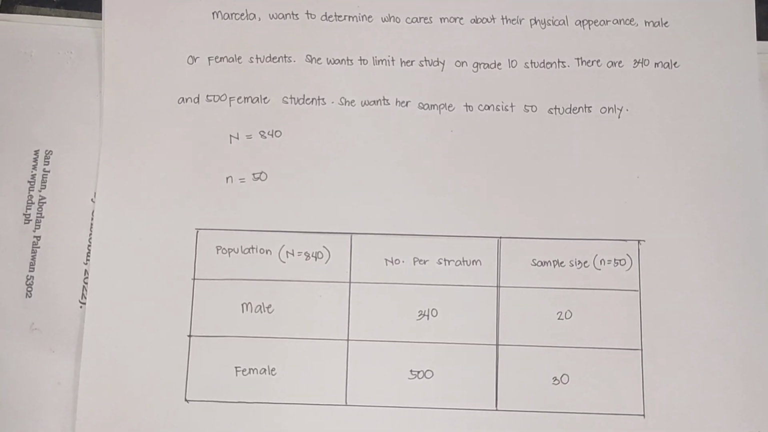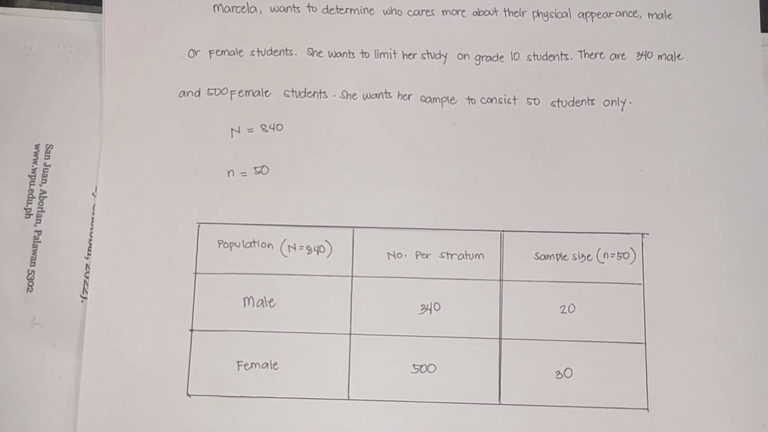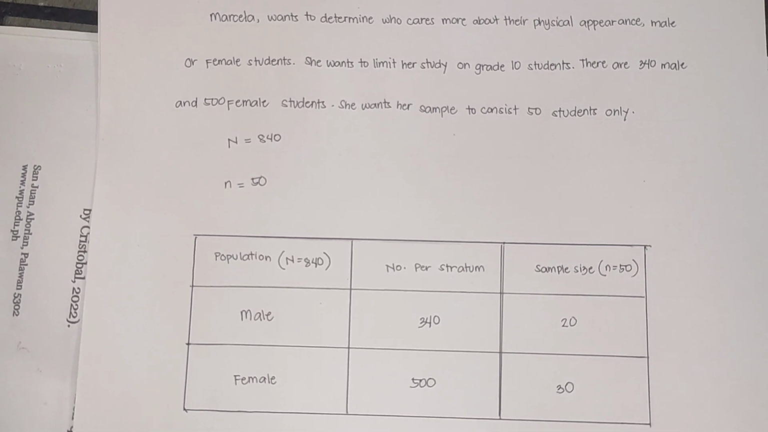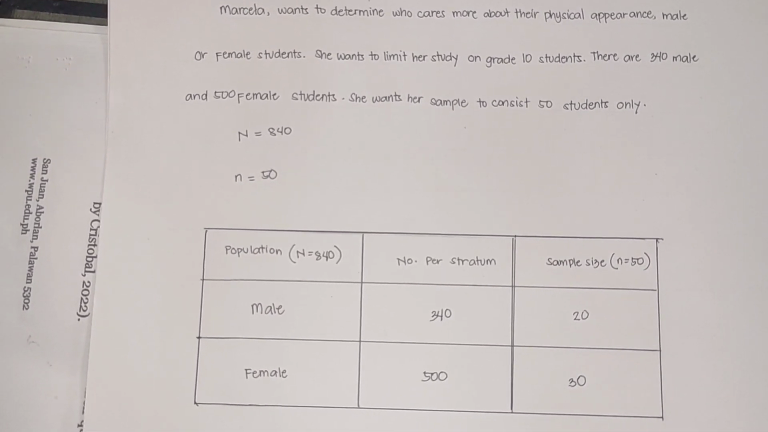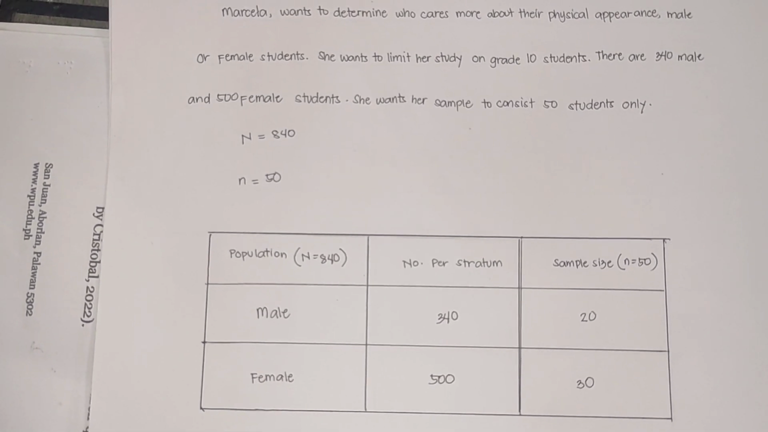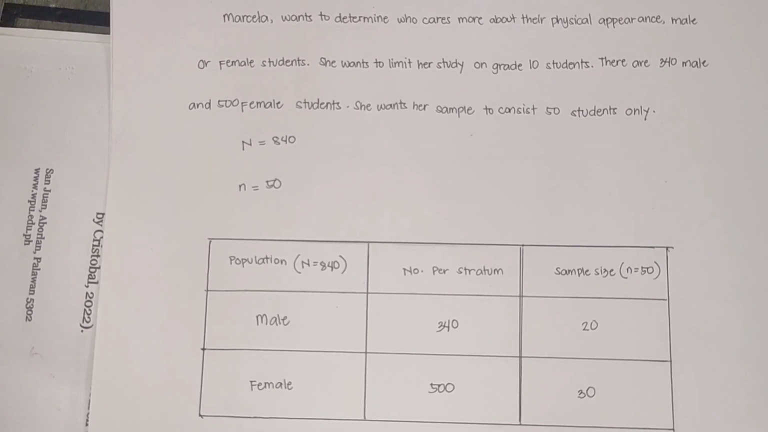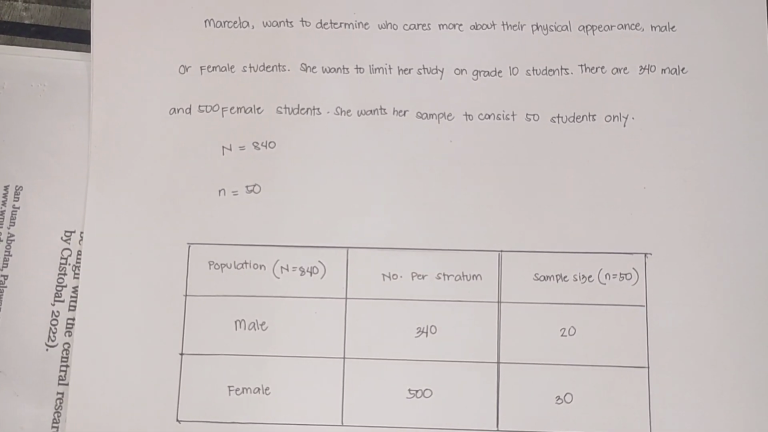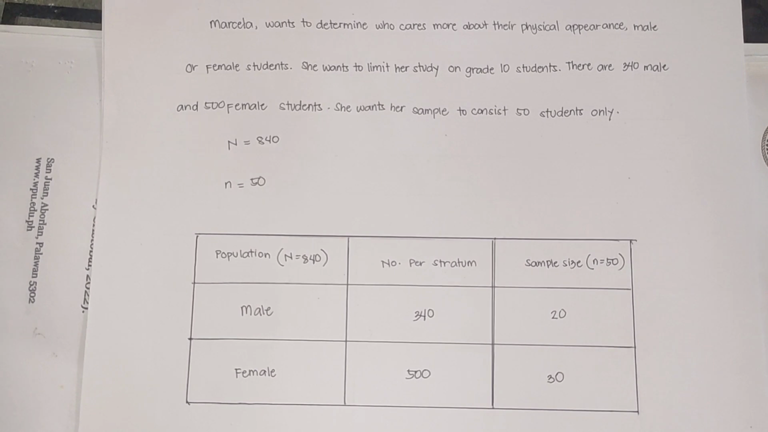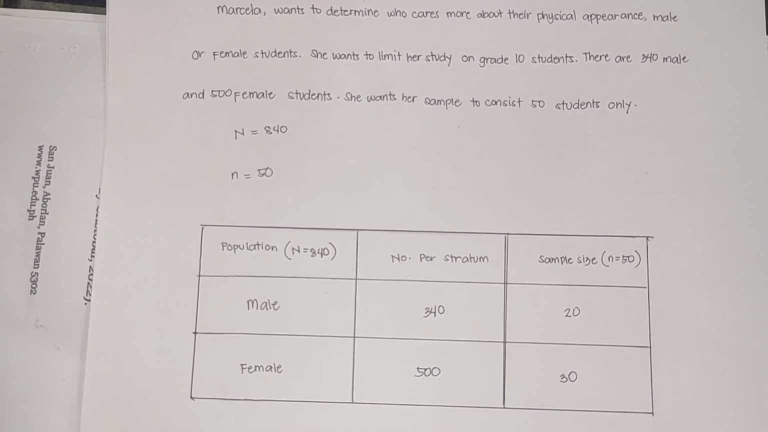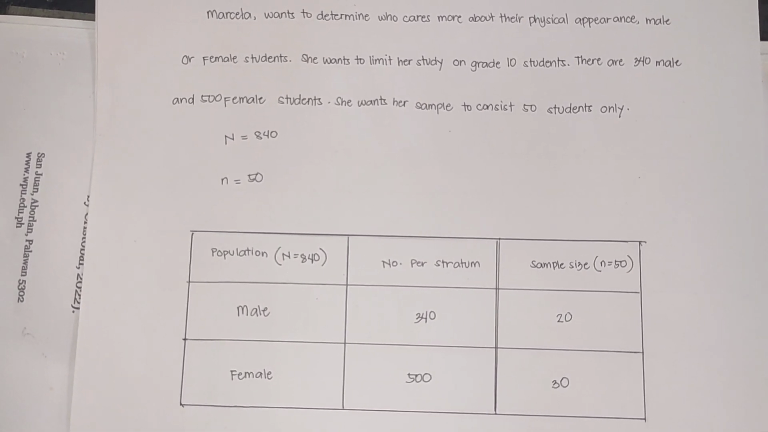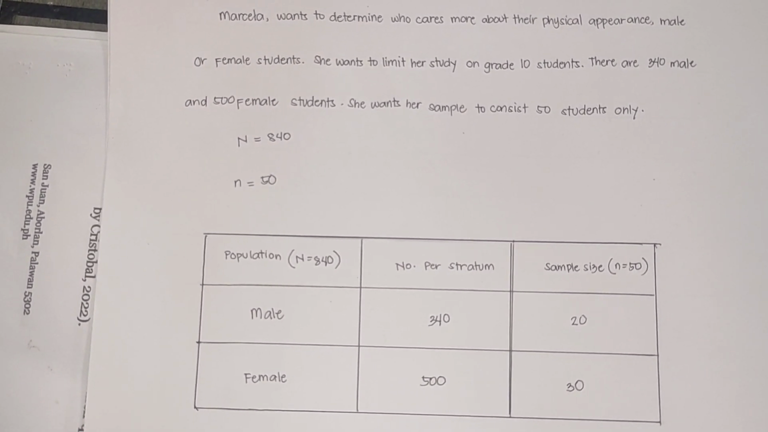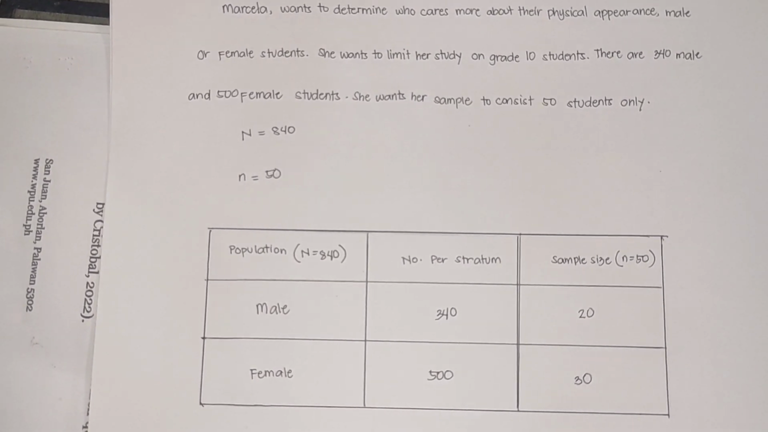To get the sample size, first we need to get the population. To get the population, we need to add 340 males and 500 females. So the total is 840. In the next step, we need to calculate the number per stratum. So how do we do this? First, we will take the male population, which is 340, then the same for females, then the total of our population, which is 840, will be the total. And that will be the way to get the sample size.